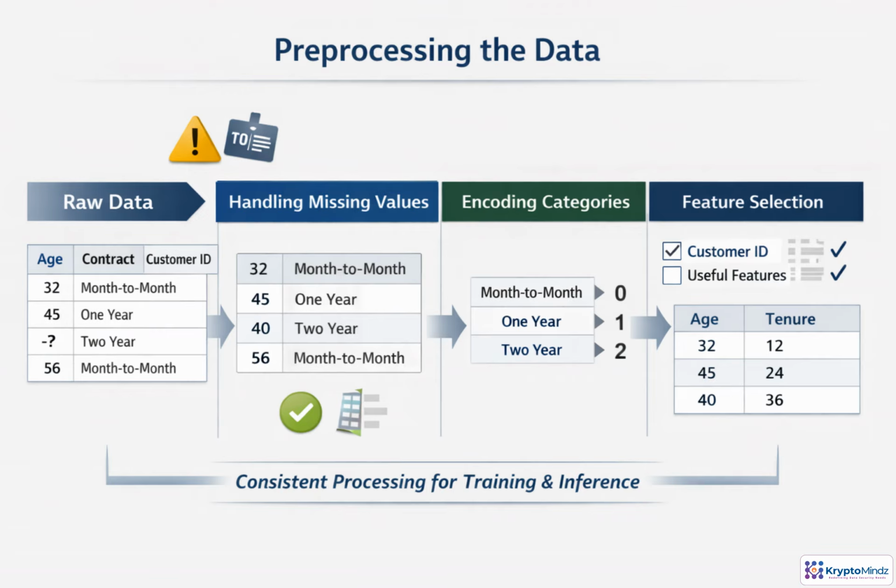Before a model can learn, the data needs to be made model-ready. Missing values are handled in a way that fits the business context, either by filling them or removing records. Categories like contract type are converted into numbers. Predictive fields are kept, while identifiers like customer ID are dropped because they only label a row. Most importantly, the exact same preprocessing must run during training and later when new customers are scored.